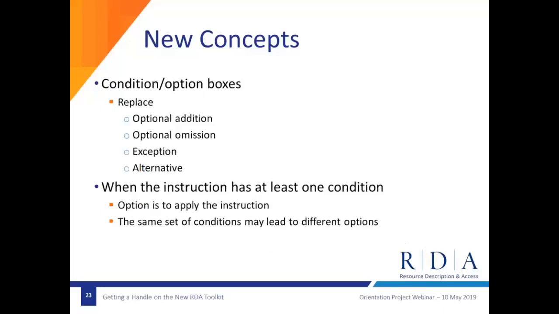There's also a new concept here of condition and option boxes, which replace the original toolkit's four different approaches to provide some sort of alternative or expansion on the instruction: optional addition, optional omission, exception, and alternative. These apply when the instruction has at least one condition, and the option is to actually apply the instruction. The same set of conditions may lead to different options, and I'll be showing you some screenshots from the data site so that you can see what I'm talking about.